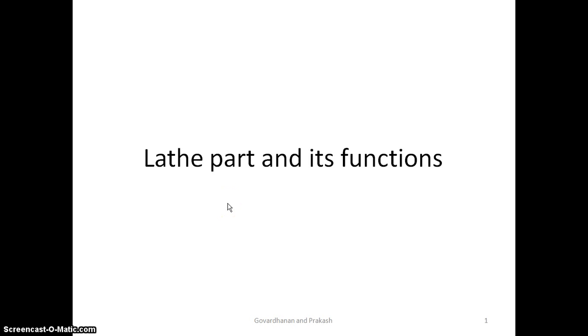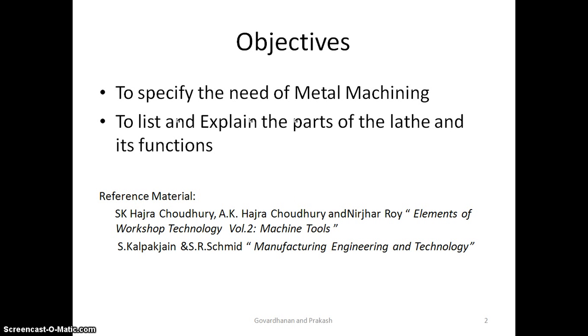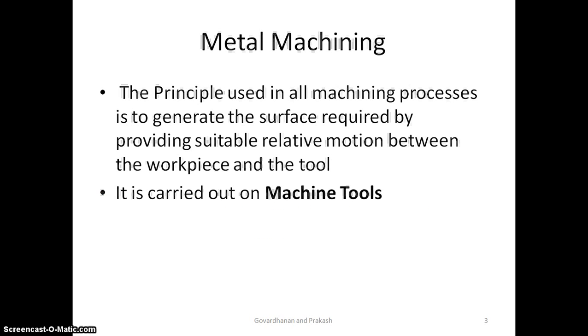Today we are going to discuss the lathe parts and its functions. The objective of this class is to specify the need of metal machining, and to list and explain the parts of the lathe and its functions. Some reference material is listed from Hajra Choudhury, Elements of Workshop Technology Volume 2 Machine Tools, and Kalpakjian and Schmid, Manufacturing Engineering Technology.